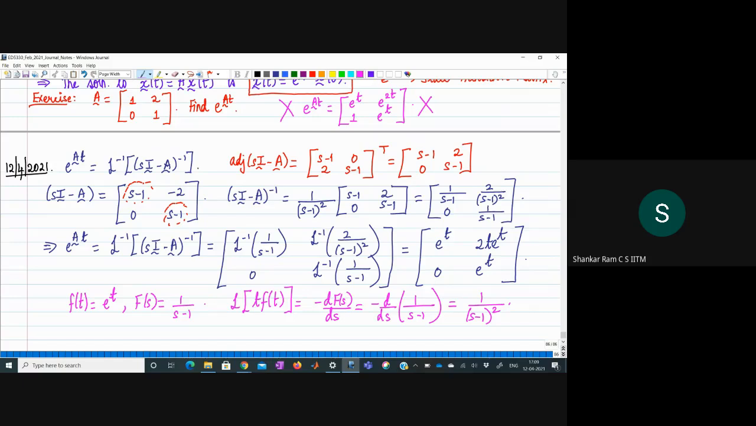So you can immediately see that the Laplace inverse of 2 by s minus 1 whole square will be 2t e power t, right? I hope it is clear how we got it. So this is the answer to the question on what e power At will be when we have A to be 1, 0 and 1. Okay, so you can immediately see that this is not the answer, right?